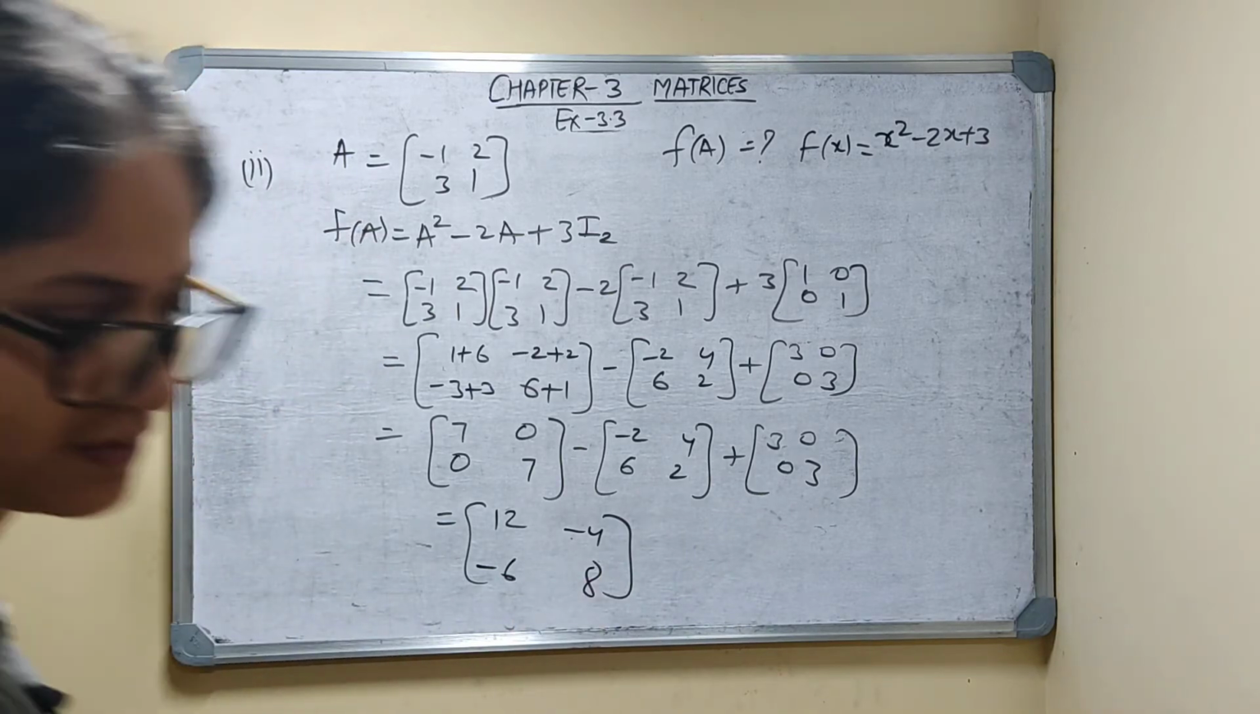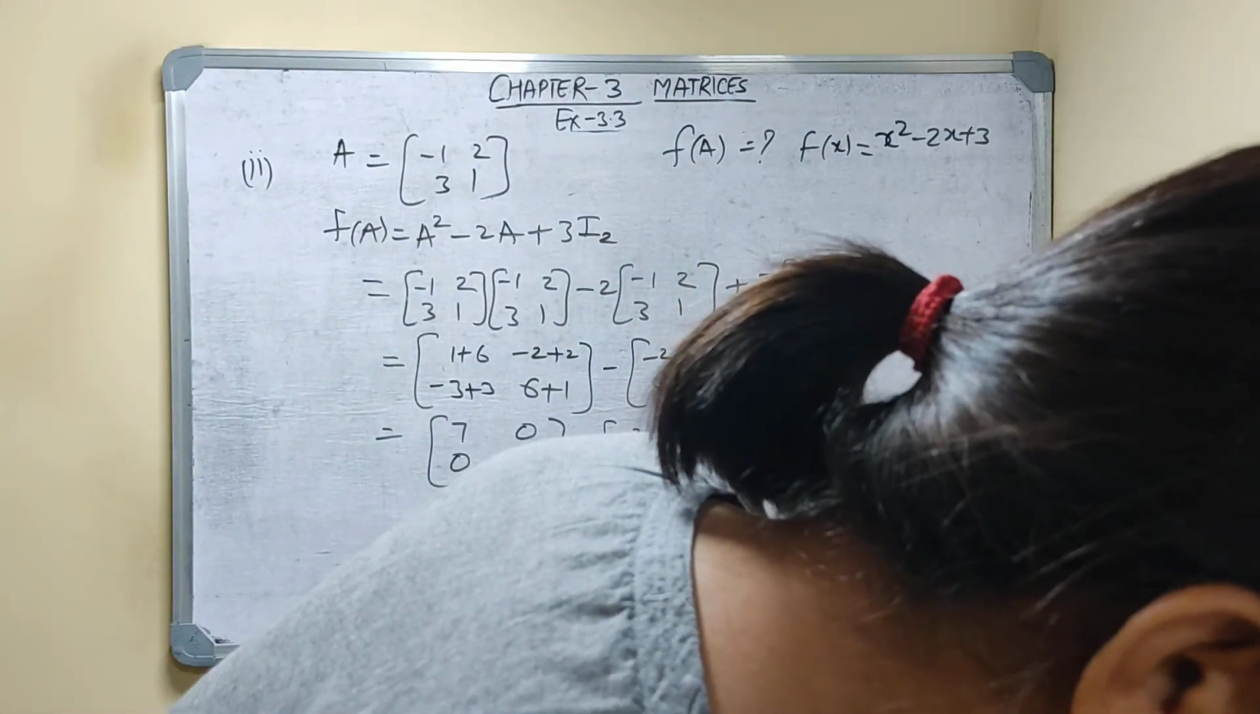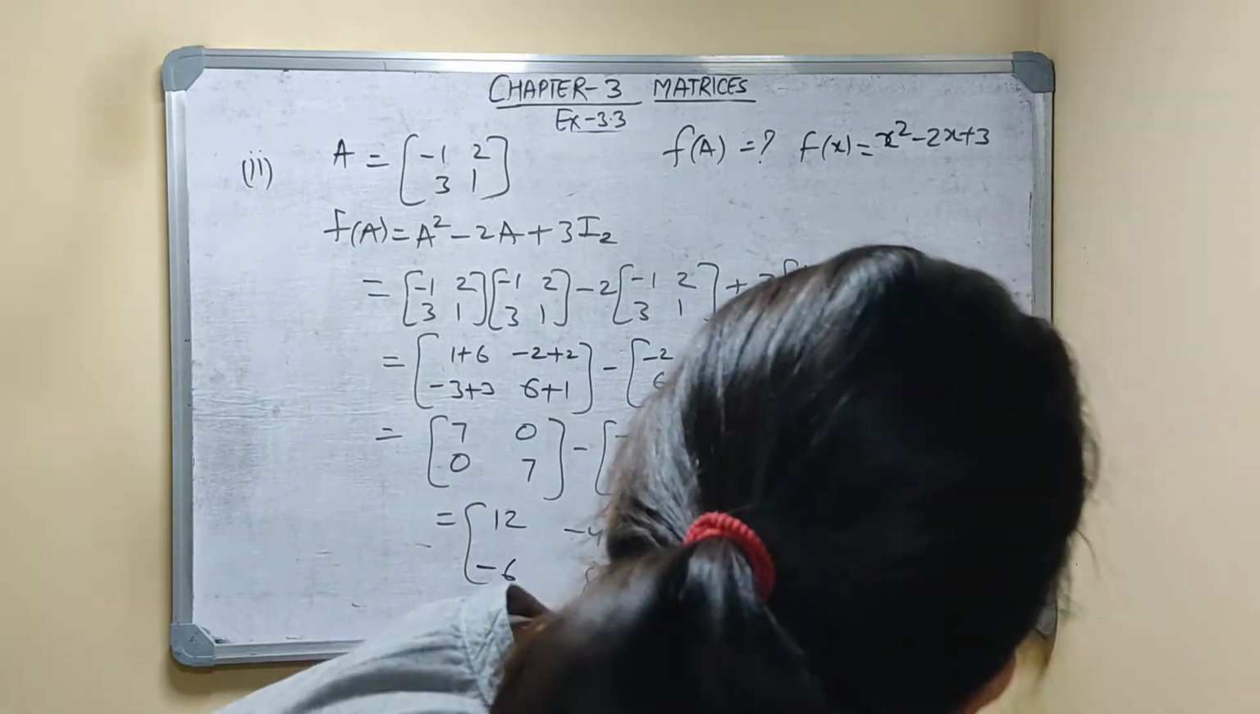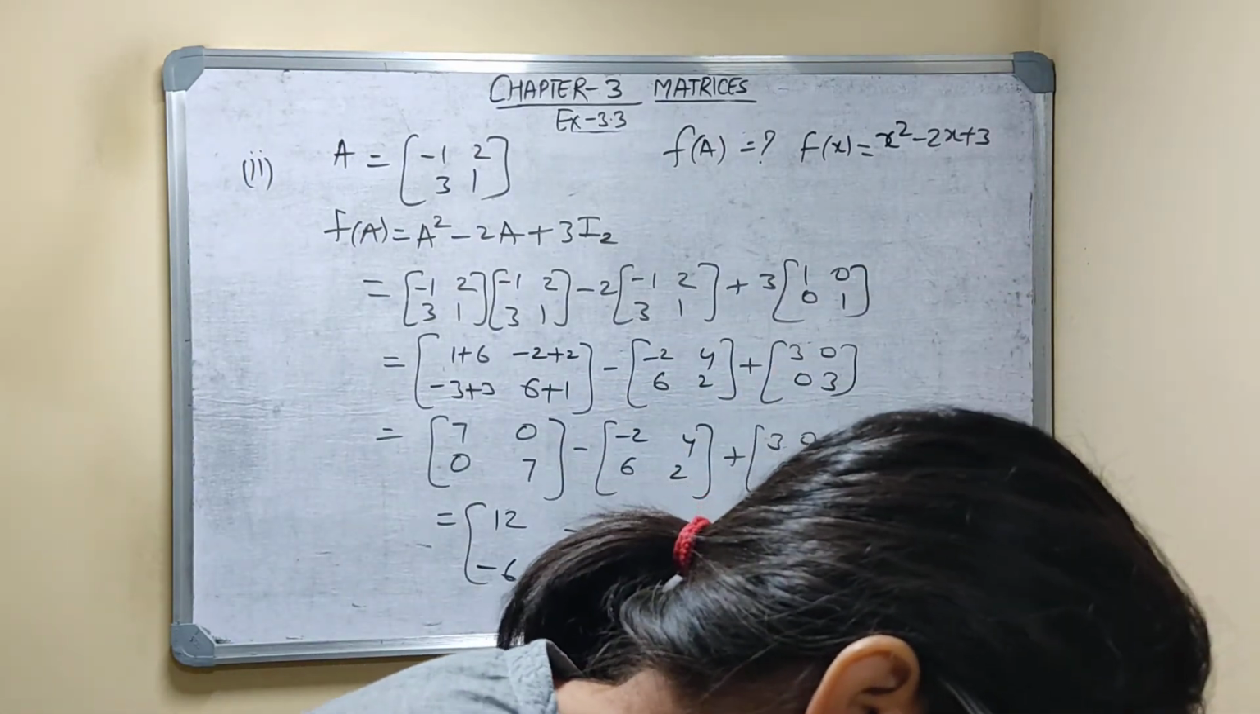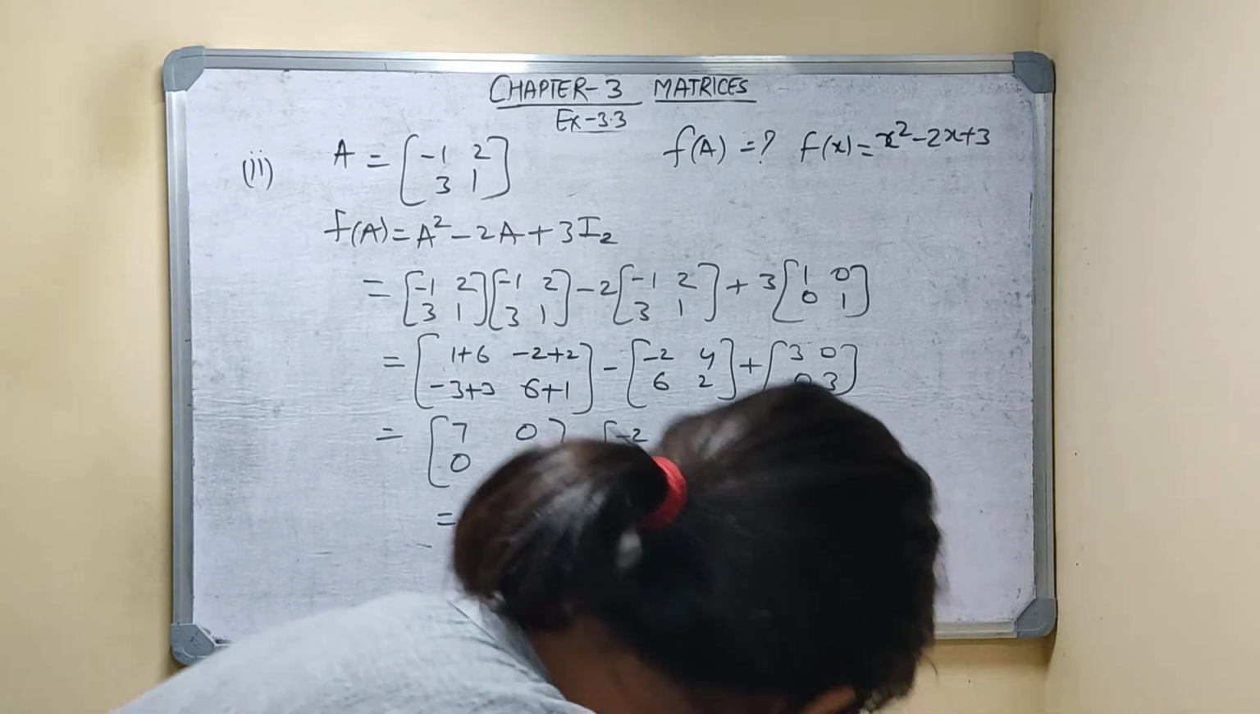This is the matrix you will get while solving f of A: [[12, -4], [-6, 8]]. 27th is over. Now 28th question you can see.